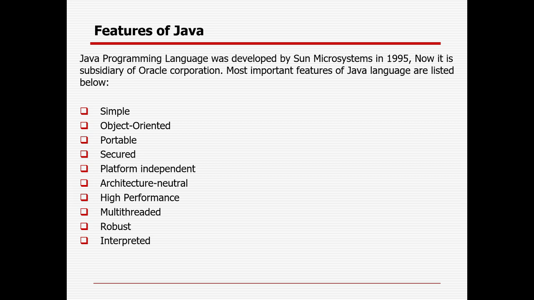High performance. Java's performance is comparatively faster than other programming languages, but I cannot say it is faster in every case. Maybe there are other languages which are faster than Java, but compared to the other mostly used languages, Java is still faster.